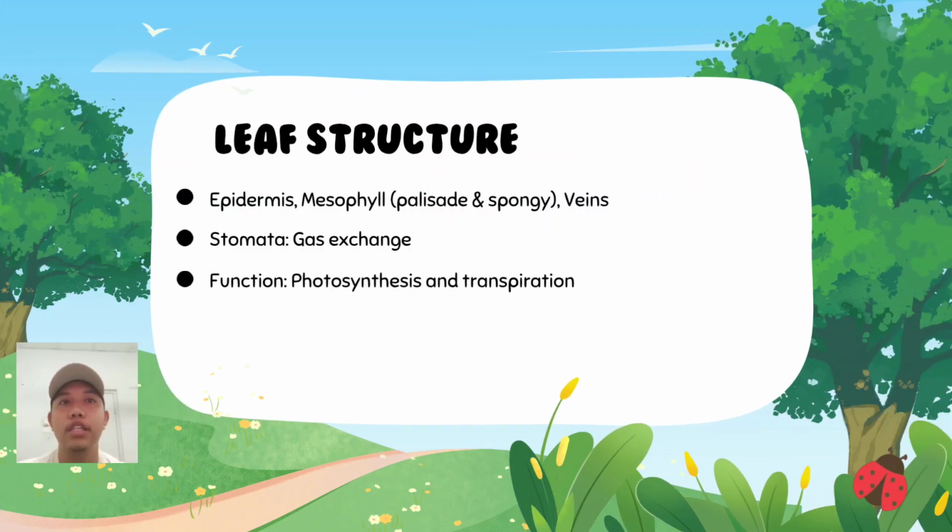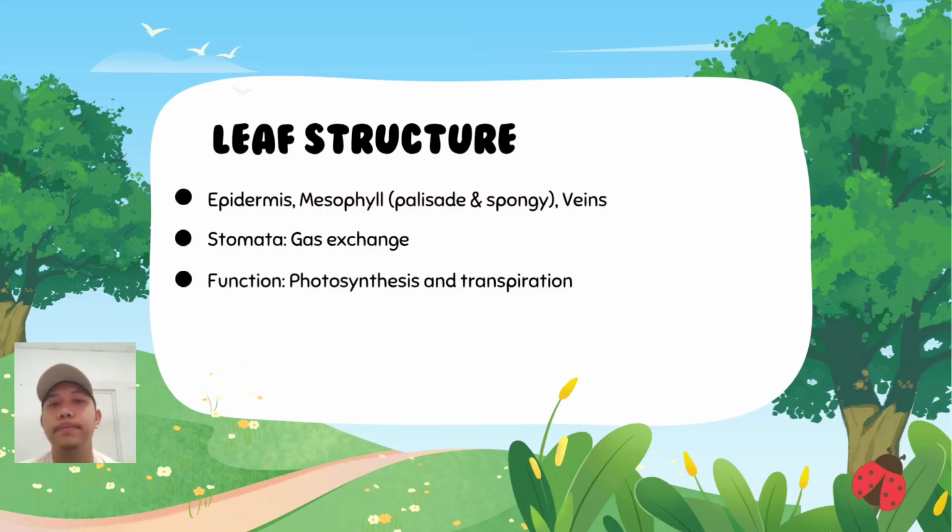Leaf structure. Speaking of leaves, they are the main site of photosynthesis. The outer layers are the upper and lower epidermis, which protect the leaf and may have a waxy cuticle to reduce water loss. Inside, the mesophyll is made of two layers: palisade for photosynthesis and spongy for gas exchange. Stomata are pores that allow gas exchange, controlled by guard cells. And finally, the vein is the leaf's vascular bundle, containing xylem and phloem.